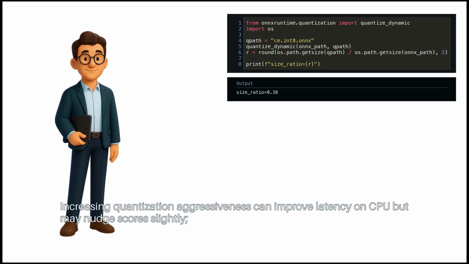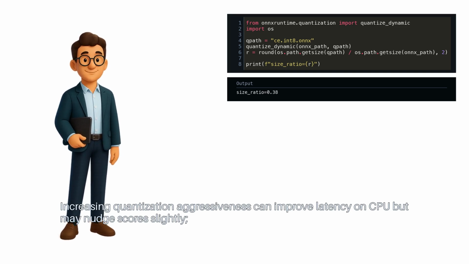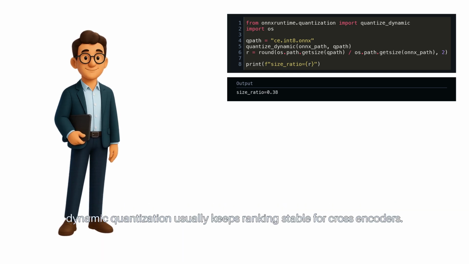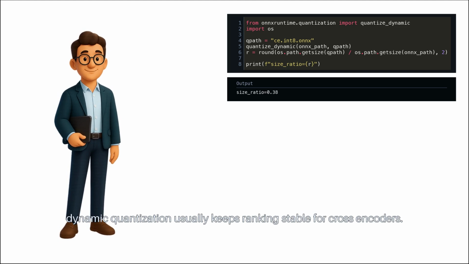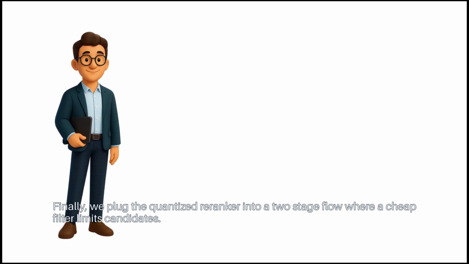Increasing quantization aggressiveness can improve latency on CPU, but may nudge scores slightly. Dynamic quantization usually keeps ranking stable for cross-encoders. Finally, we plug the quantized reranker into a two-stage flow, where a cheap filter limits candidates.